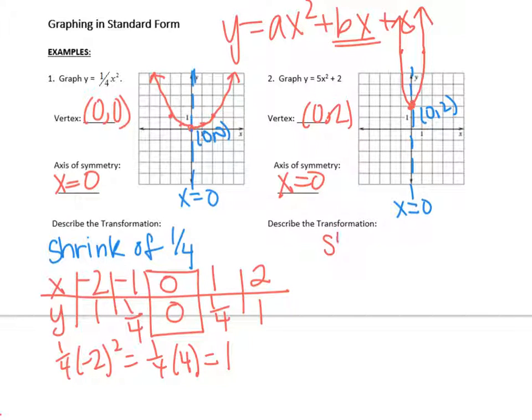Describe the transformation. We know we have a stretch of 5, which makes sense for this graph. It's narrower than the parent function. And then we go up 2, which again, the vertex is moved up 2, so it makes sense. Always a good idea: plug this into y equals and double check it. Make sure your graph matches.